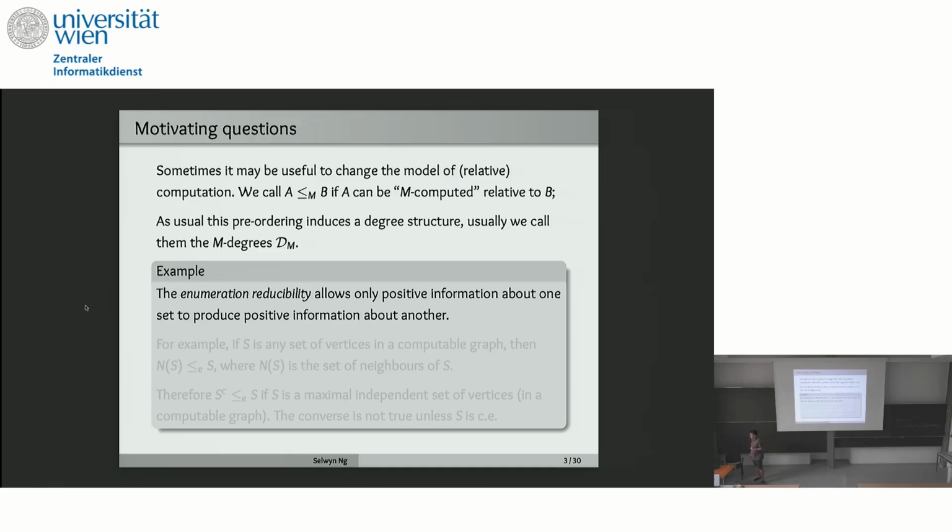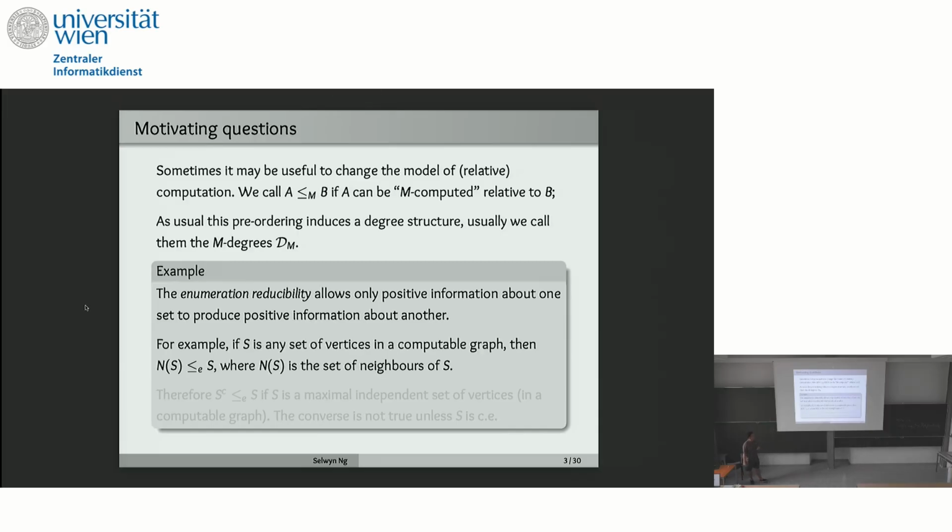Just an example that I think many people here know. If you're trying to understand positive information about a set, and you don't really care about deciding elements of this set, but only care about the elements being enumerated at some stage, then enumeration reducibility captures exactly this notion of relative computational strength. It allows positive information about one set to produce positive information about the other set.